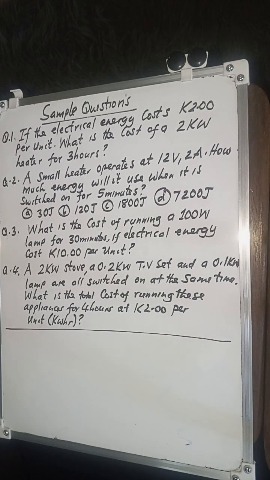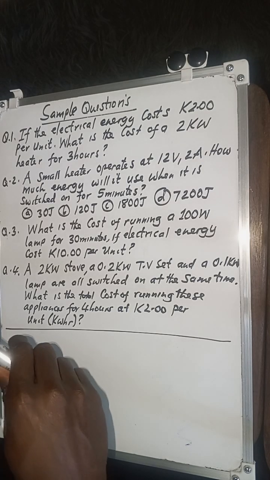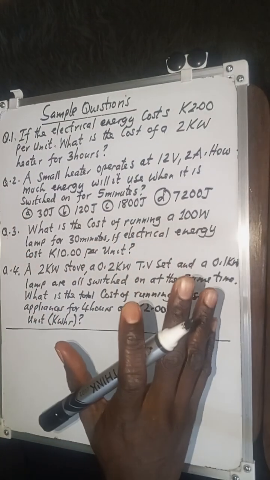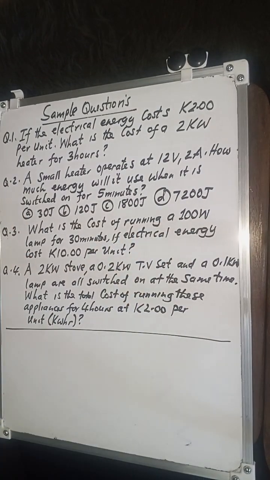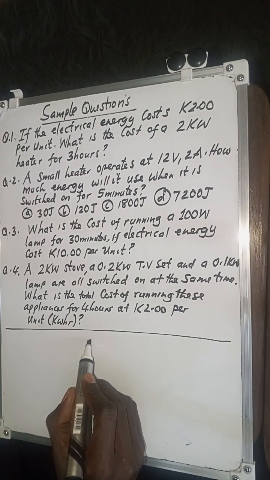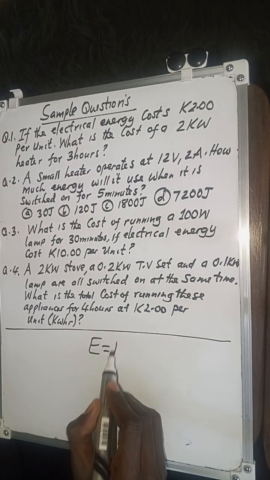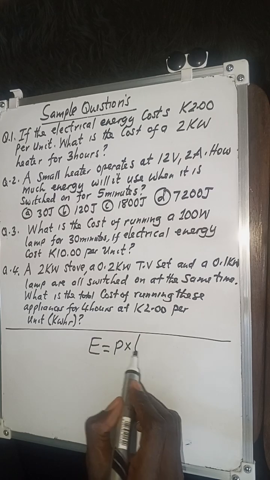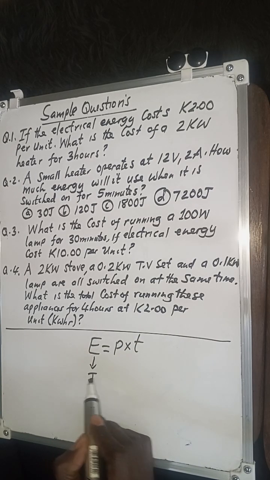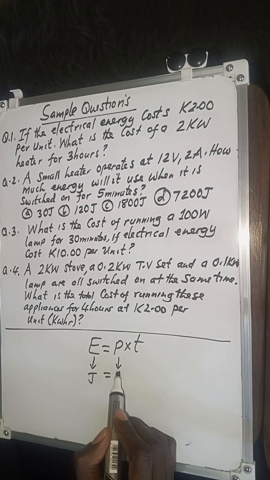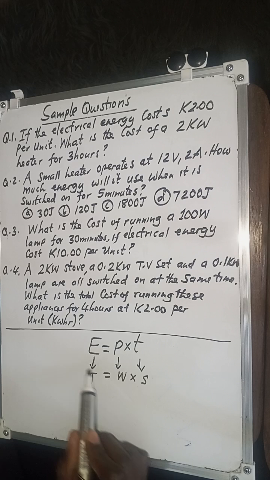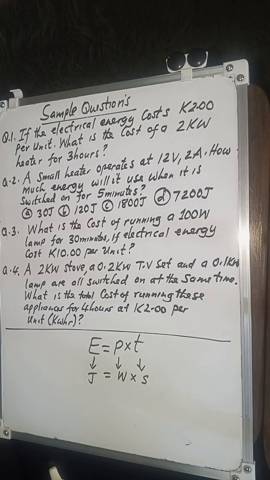Right, so welcome again to my segment of my physics videos as we look at calculating the cost of electrical energy, with a sample question. Remember from my previous discussion, we said that electrical energy is equal to power multiplied by time. If the energy is to be given in joules, it simply means your power is supposed to be in watts and your time in seconds. So that is when they want you to give it in joules.